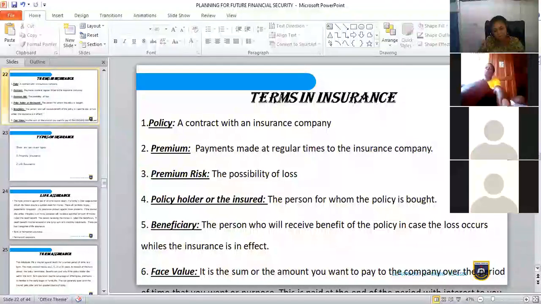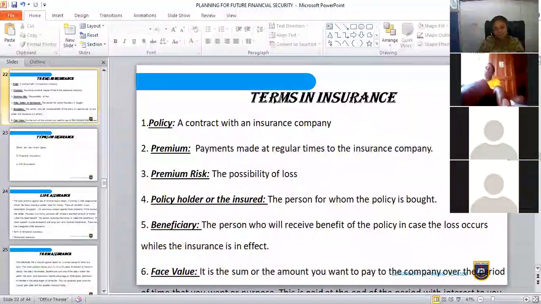Then we have another term, which is risk. When we talk of risk, it's basically the possibility of loss. So you weigh it: how risky is this insurance? There are some policies that you take and then you never enjoy it, because like we said, insurance is a protection against financial difficulty. So until there is a difficulty, you cannot enjoy anything. So how risky is the policy you are taking?